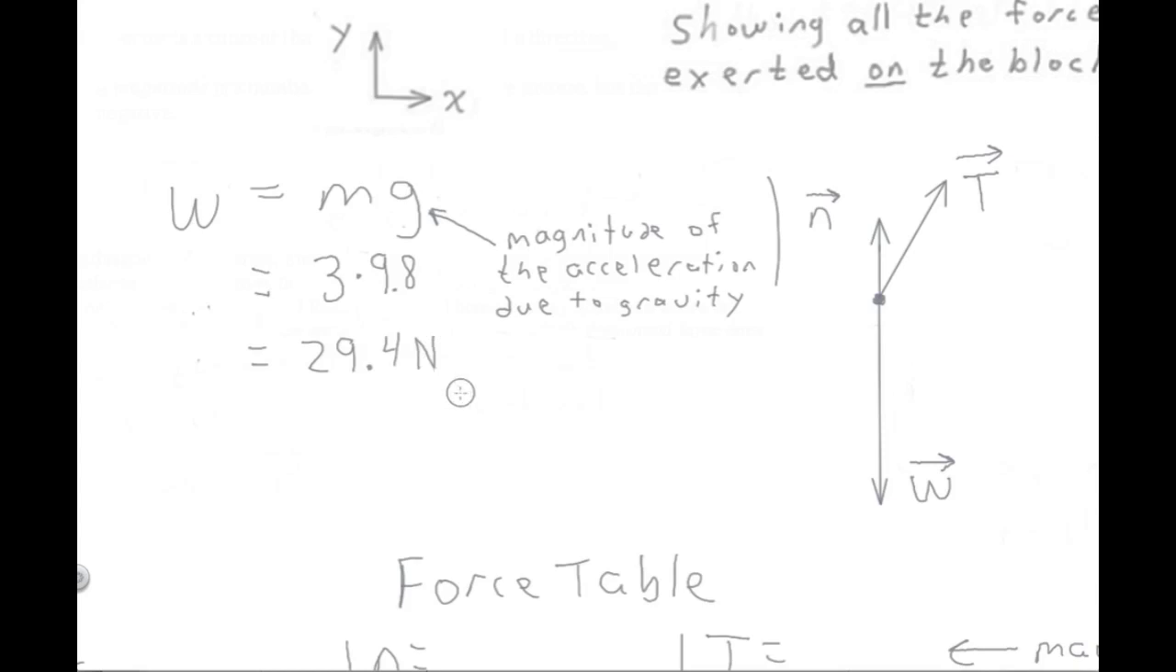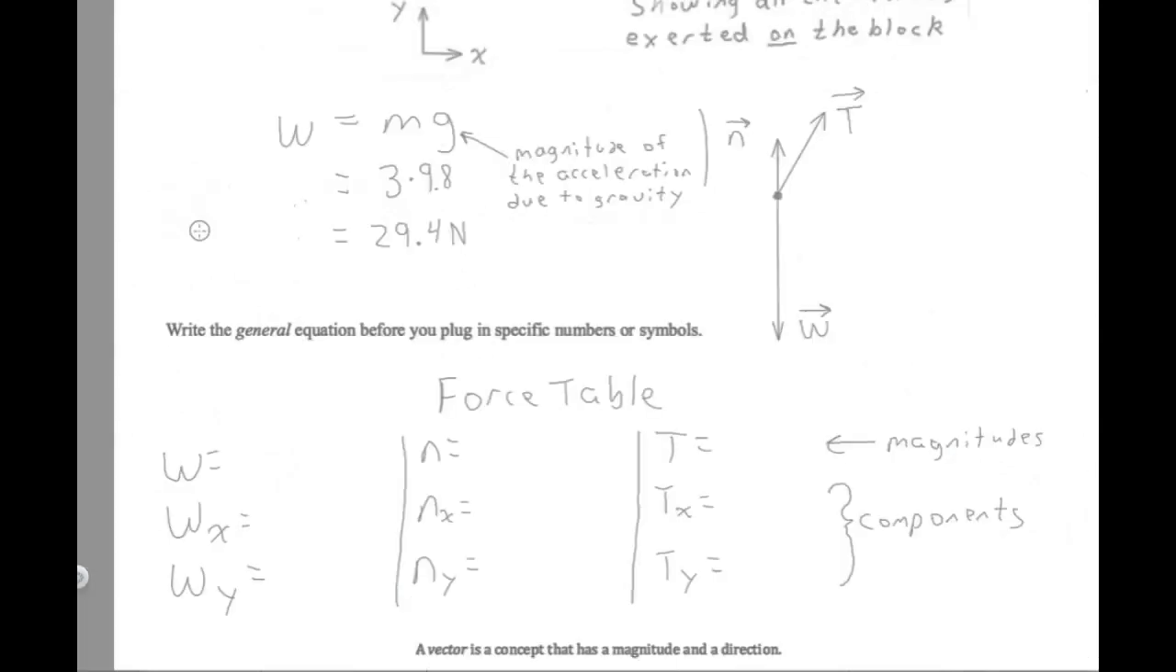My recommendation is that when you plug numbers into the equation, you can leave the units out, just to make the math simpler. But then when you've finished solving an equation to a single number, you should always put the units back in. You should write the general equation before you plug in specific numbers. First here I wrote the general equation, then I plugged in some specific numbers.